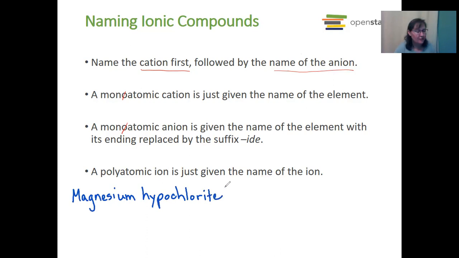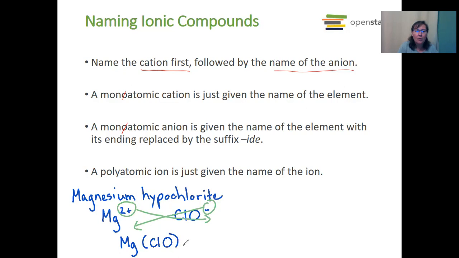Okay, well, now what we do is we take a look at our ion list and we find that the magnesium ion is Mg2+, and the hypochlorite ion is ClO with a 1- charge on it. So I can say, okay, this 2 needs to come down and the 1 needs to come down. And I'm going to need parentheses here. So this becomes Mg(ClO)2. And that means that there are 2 complete hypochlorite units.